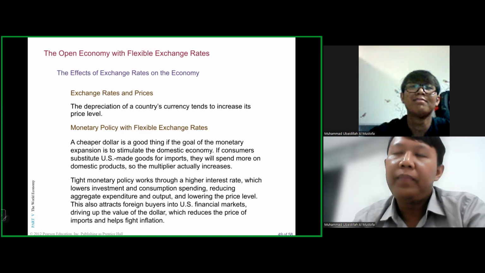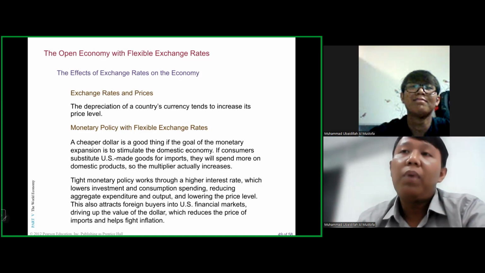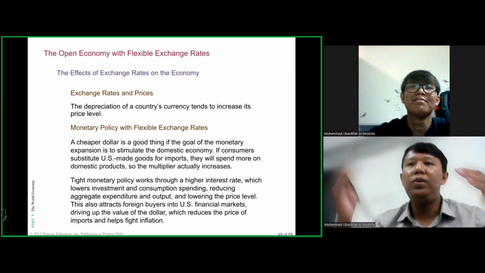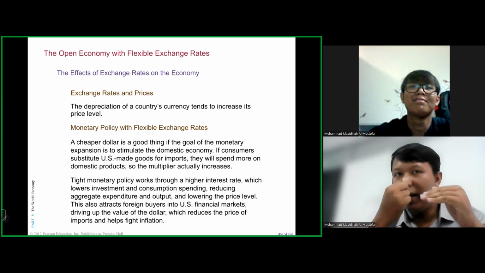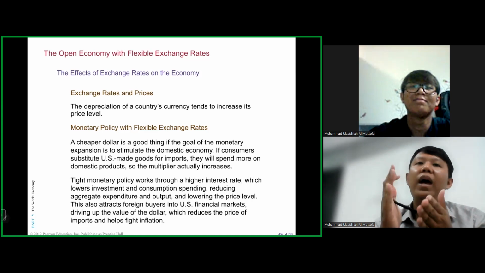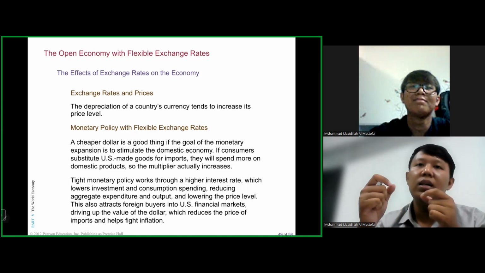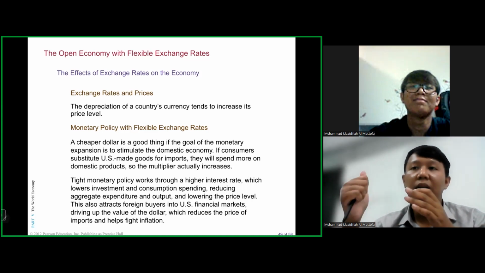I don't have any idea if you guys have learned about monetary policy in more detail. Usually we explain monetary policy in one course, monetary economics. So I'll just give you a basic idea to understand why a depreciation in our local currency will lead to an increase in the price level.